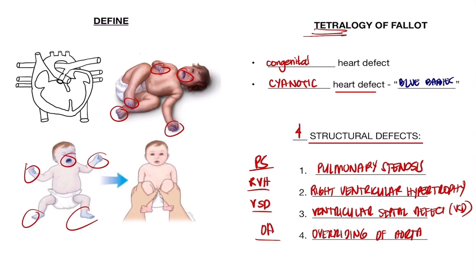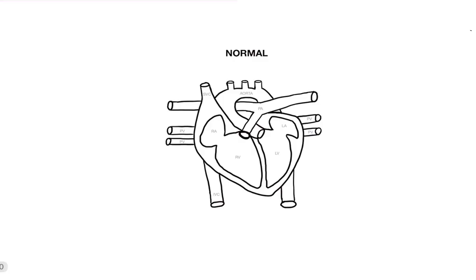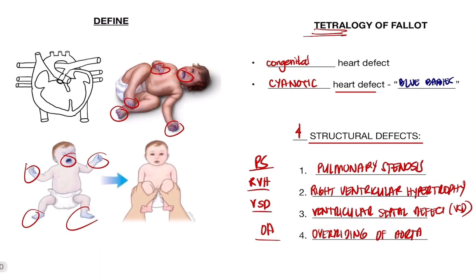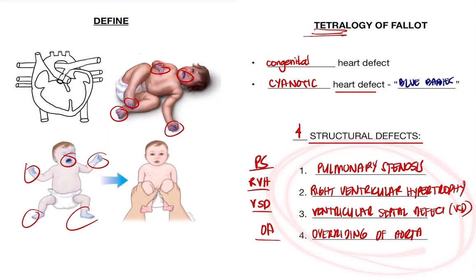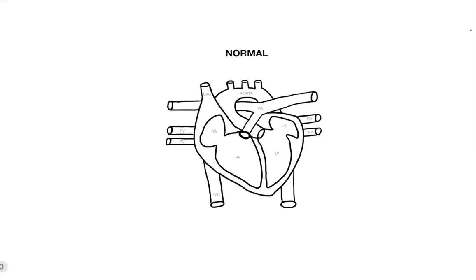aorta. Is that understood? All right, but let's dive into this later in the pathophysiology. Let's first take a look, so that we'll understand the pathophysiology, at the normal circulation that occurs in the heart.